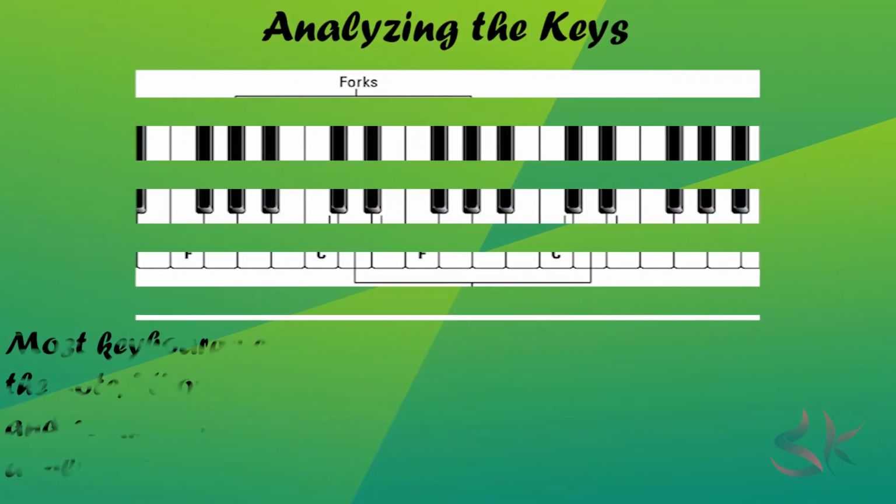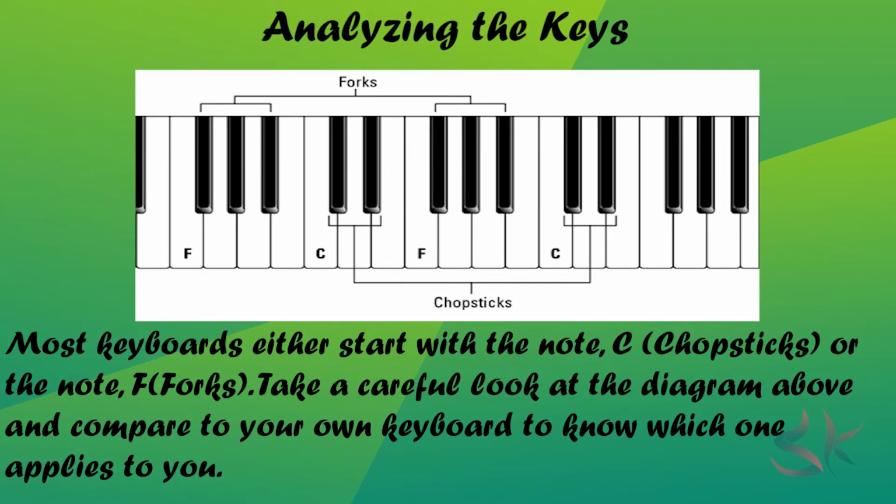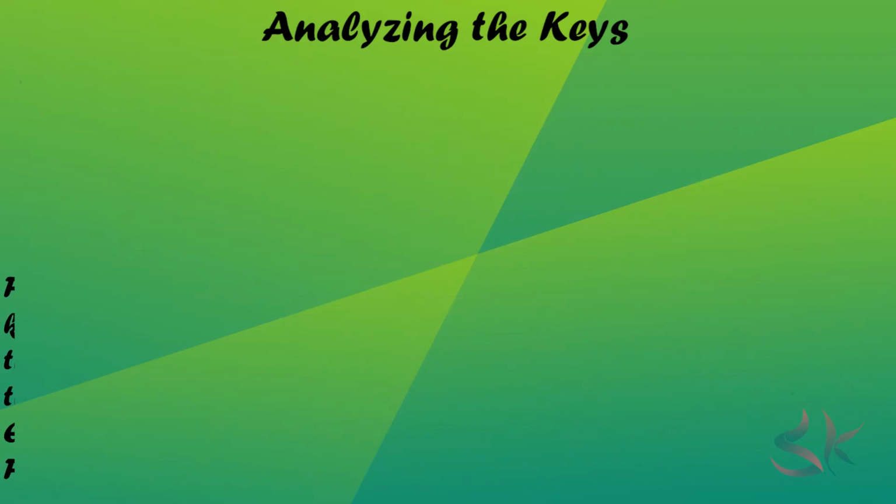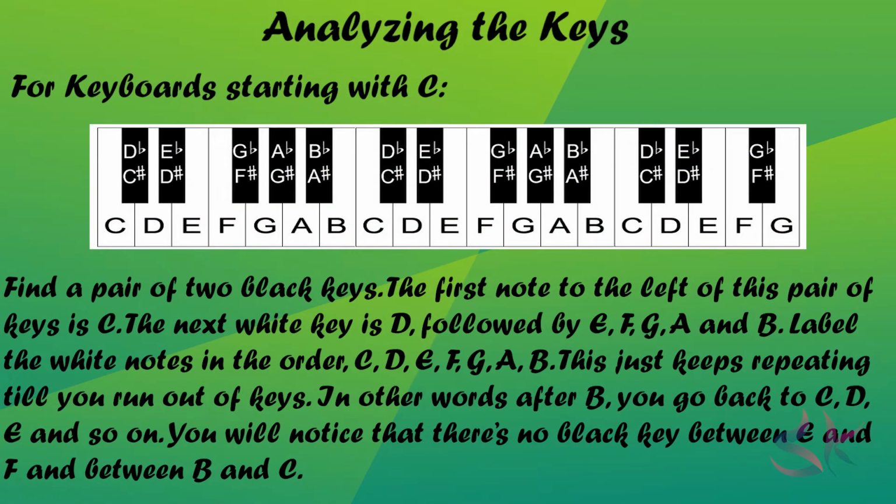Most keyboards either start with the note C, chopsticks, or the note F, forks. Take a careful look at the diagram above and compare to your own keyboard to know which one applies to you. For keyboards starting with C, find a pair of two black keys. The first note to the left of this pair of keys is C. The next white key is D, followed by E, F, G, A, and B. Label the white notes in the order C, D, E, F, G, A, B.